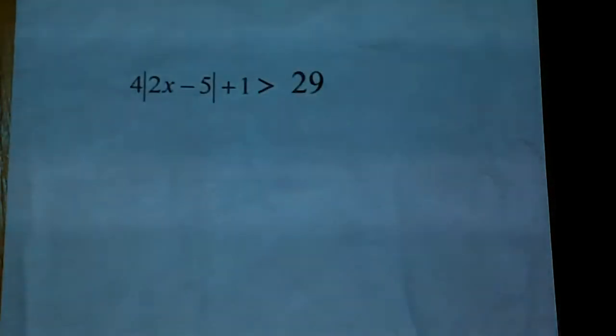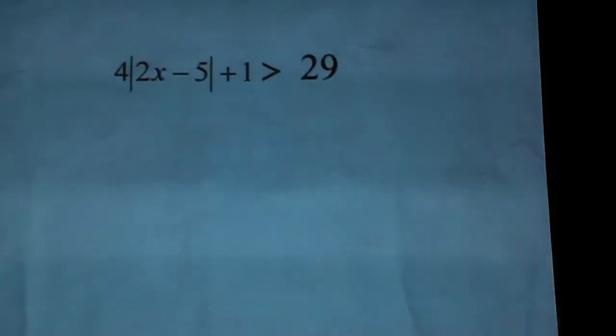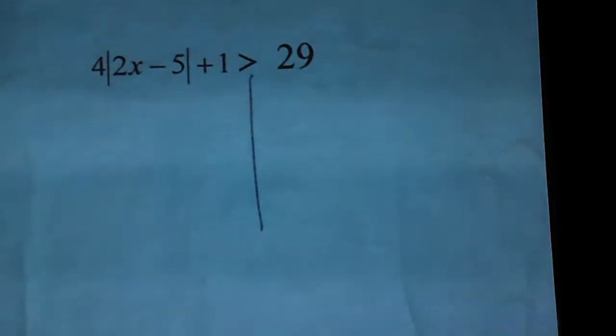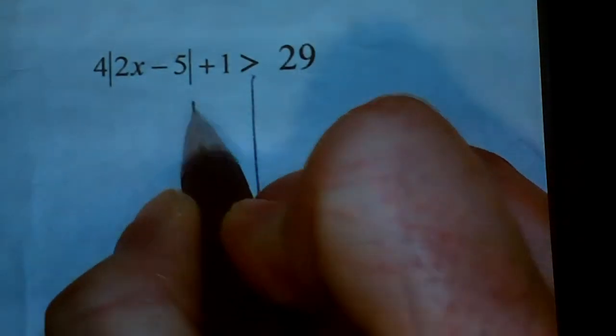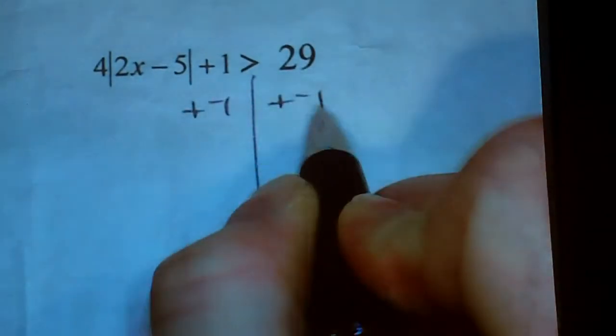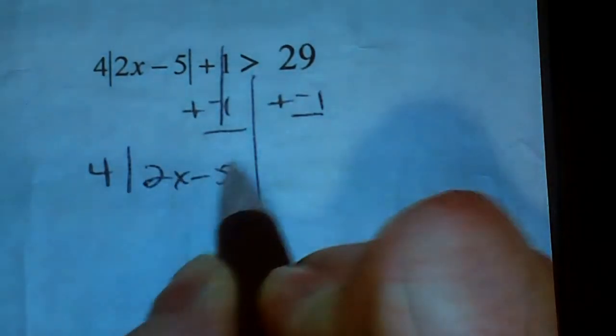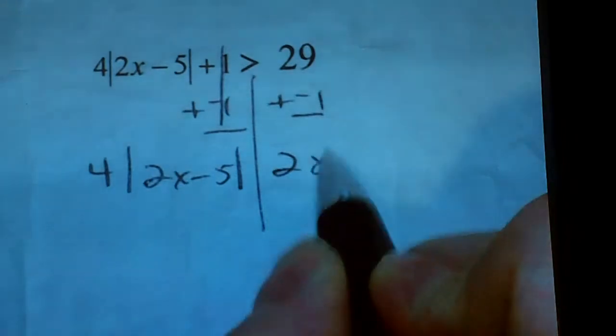Let's do a few more examples of this. I don't think 2 is enough for this stuff. It's pretty heavy. Okay, I need to get the absolute value symbol isolated. We're going to get rid of anything that's being added to the variable term first. We do that by adding a negative 1. I'm left with 4 times the absolute value of 2x minus 5, and that equals 28.